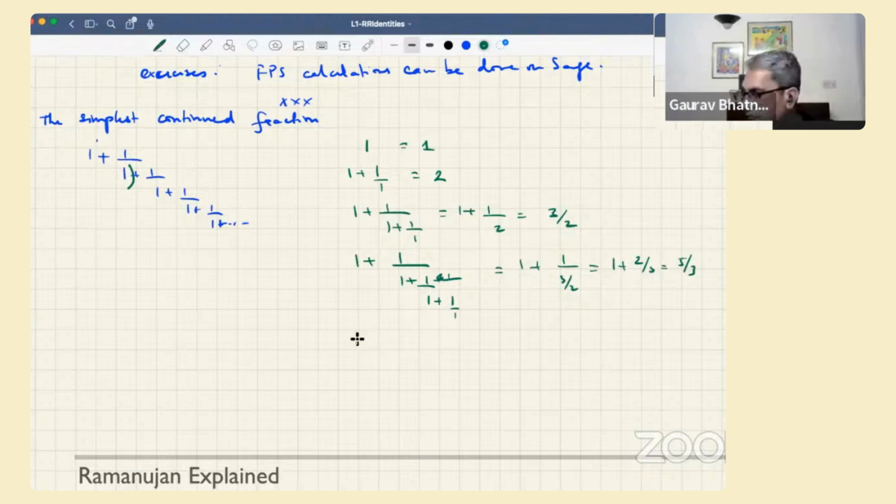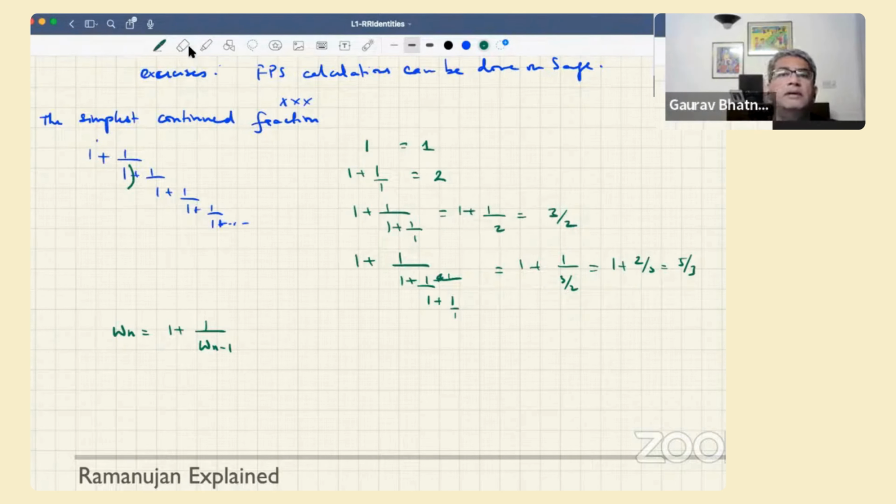So well, this suggests how one can do it. Suppose we chop it off at Wn, then Wn is 1 over 1 plus Wn minus 1. So at the nth place we do this. And the other thing that you notice is that these numbers keep coming.